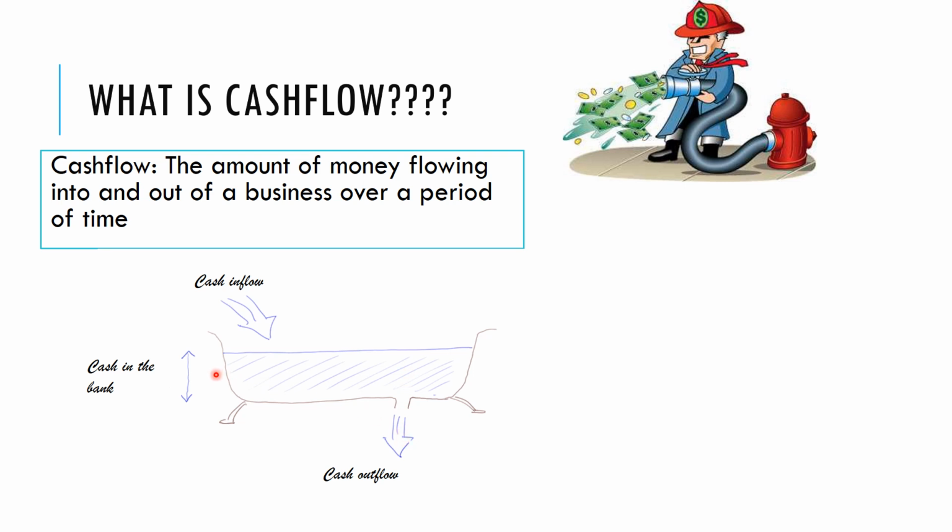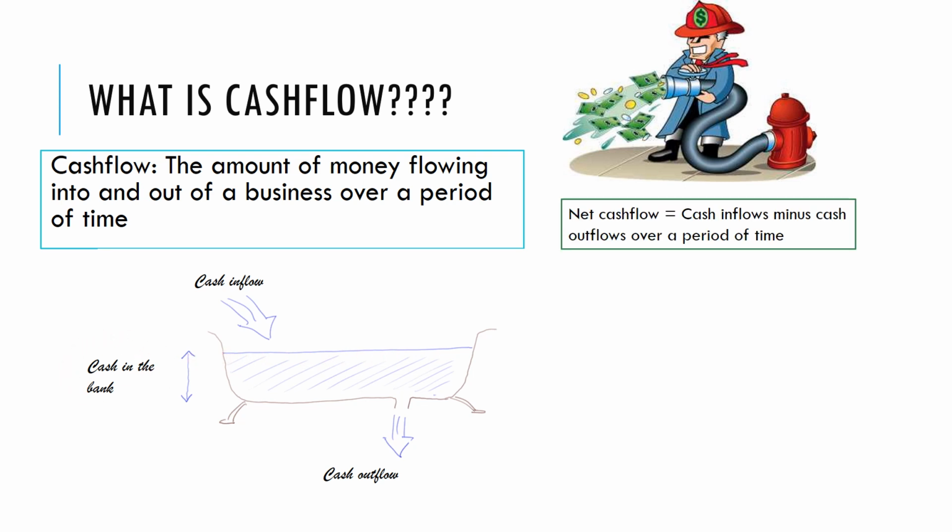And if you think about it, the level of the water in the bathtub is similar to how much cash the business has in the bank. Another important key term is net cash flow, and net cash flow is the inflows minus the cash outflows. So what comes in minus what goes out over a certain period of time. And again, you should take that down in your notes.